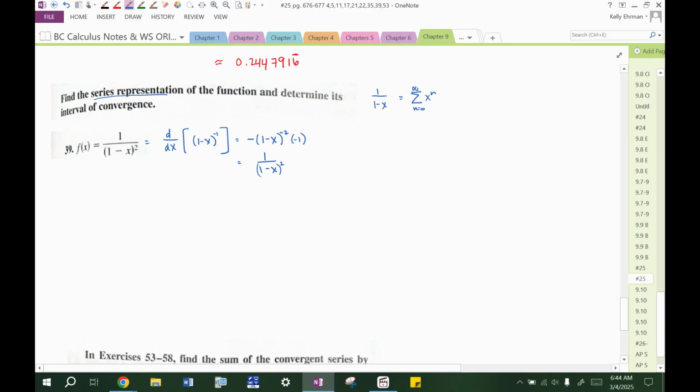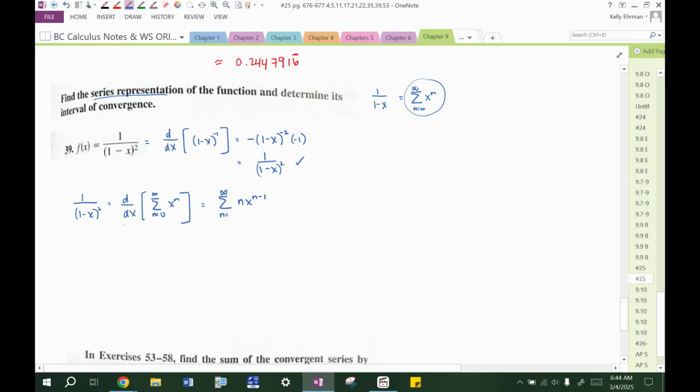So what that tells me is I can come up with this power series by taking the derivative of this power series. So 1 over 1 minus x squared should be equal to the derivative of the power series for 1 over 1 minus x. So taking the derivative of that power series, that comes out to n times x to the n minus 1. Now, I can't have n equals 0 here because that would give me x to the negative 1.